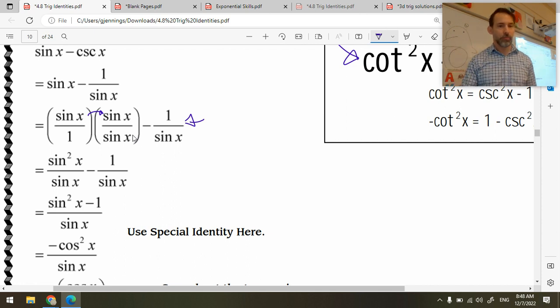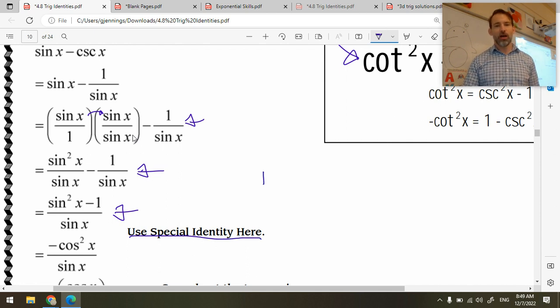That is different. I'll show you in Desmos in a second. They're very different. And then minus 1 over sine x. So when we then, wow, they really take their time here. They create that common denominator and then express it as sine squared x minus 1. And they notice that for sine squared x minus 1, they're going to use a special identity.